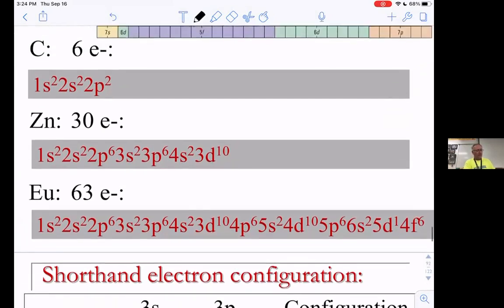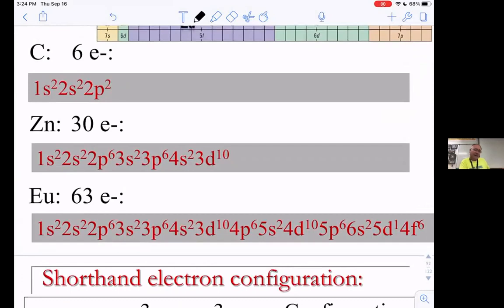So don't you think it would be easier if we didn't have to write the entire electron configuration? Like maybe if there was a shorthand way to write it, of course. And there is a shorthand way to write it, and I'm going to show you. From this point forward, you can pretty much use shorthand notation unless it asks you to write the entire ground state electron configuration. If it does, you have to write the whole thing. But if it doesn't, you are free to write the shorthand notation. And let me show you how to do that.